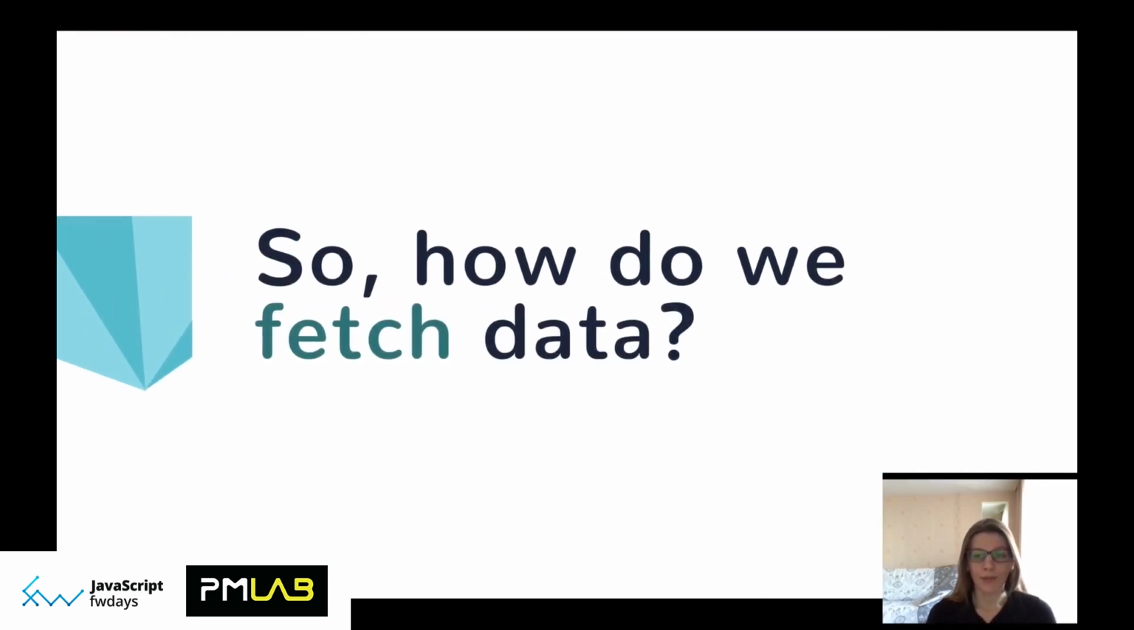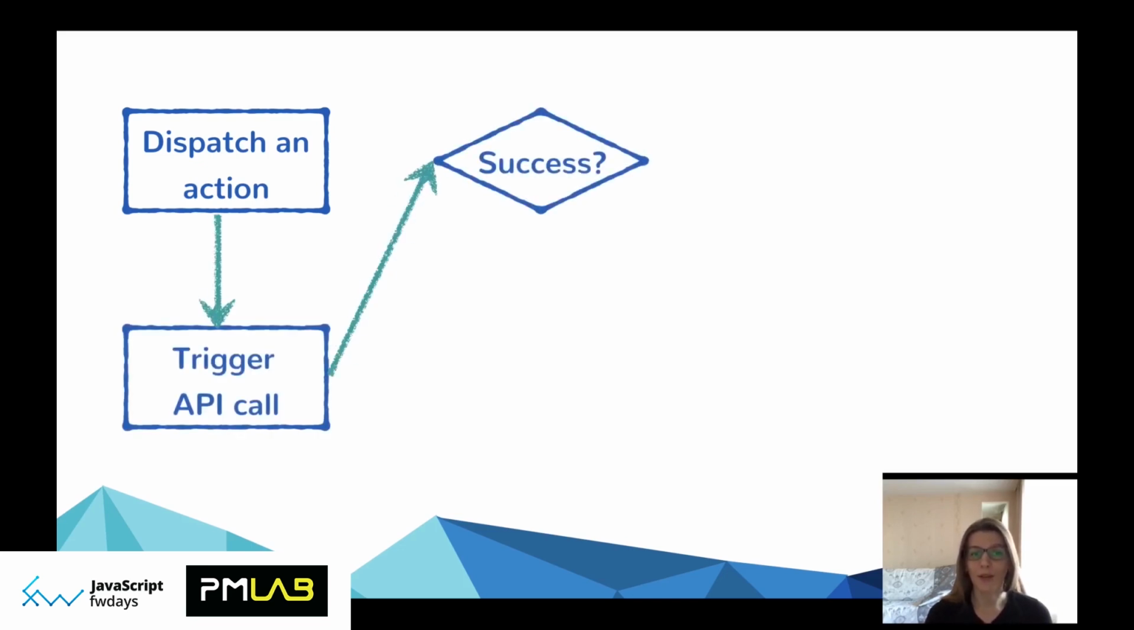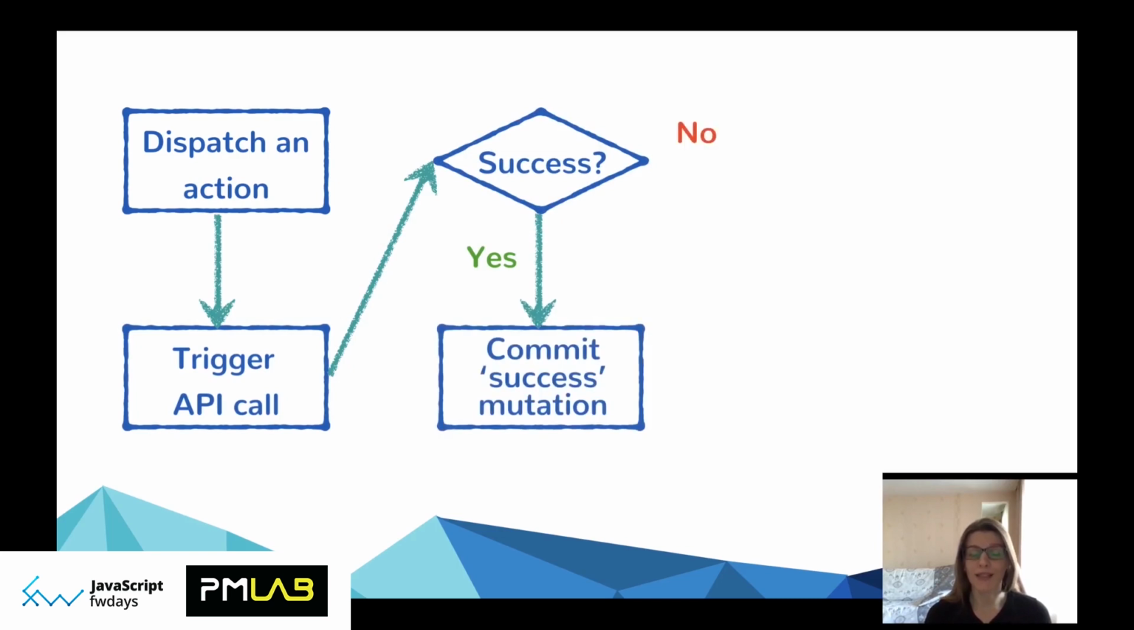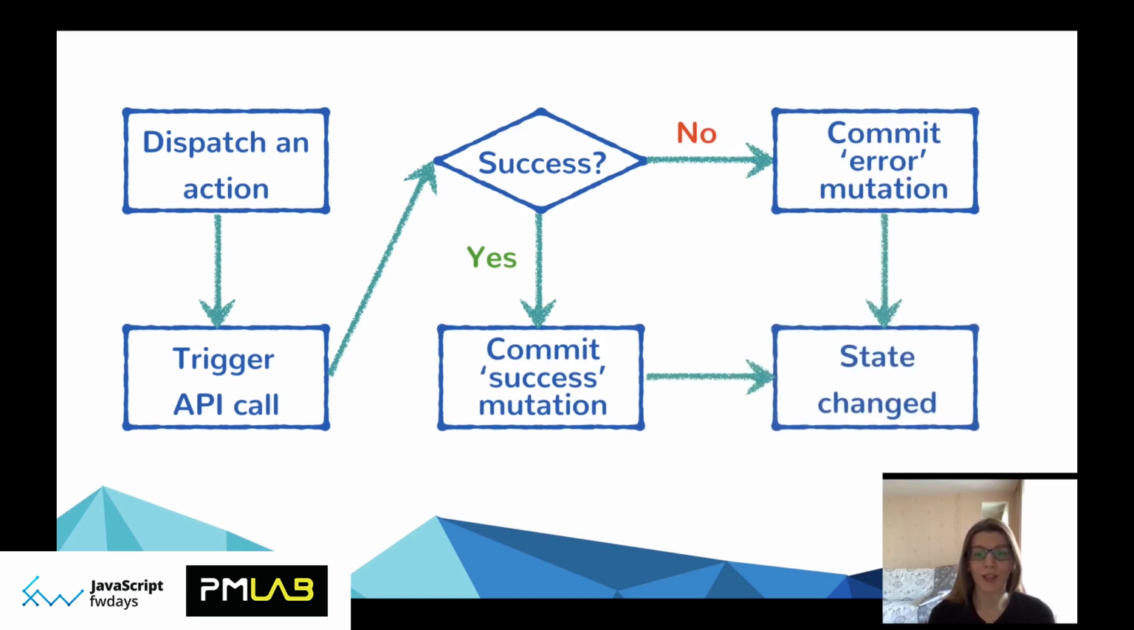So, let's start with the first part, replacing Axios. How do we fetch data from the GraphQL endpoint with Apollo client? Let's imagine this in a combination with Vuex. First, we're dispatching an action. We trigger an API call. If it's successful, we're committing a success mutation. If it's unsuccessful, we're committing an error mutation, and then the state changes. It's more or less the same for any Flux architecture state management. You're creating boilerplate just to fetch and store data from the API.